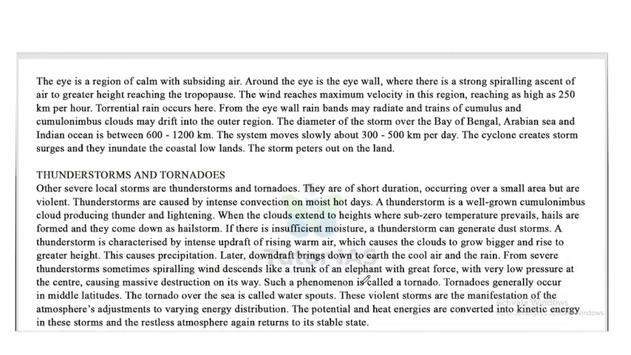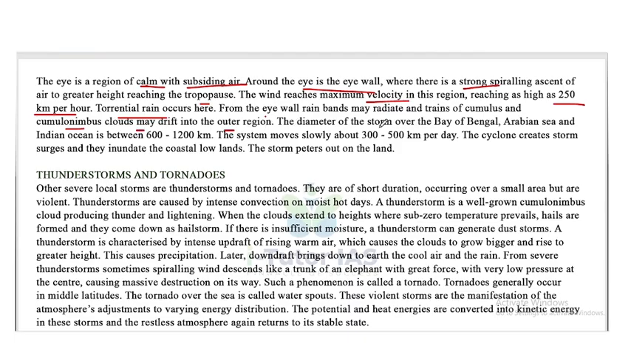Now, the eye is a region of calm with subsiding air. Around the eye is the eye wall, where there is strong spiraling ascent of air to great height, reaching the tropopause. The wind reaches maximum velocity in this region, as high as 250 km per hour. Torrential rain occurs here. From the eye wall, rain bands may radiate and trains of cumulus and cumulonimbus clouds may drift into the outer region.